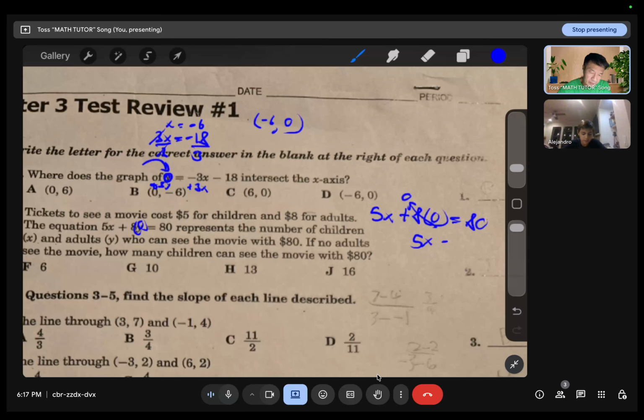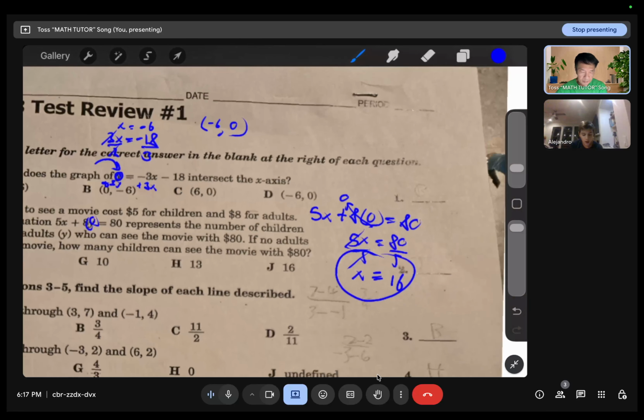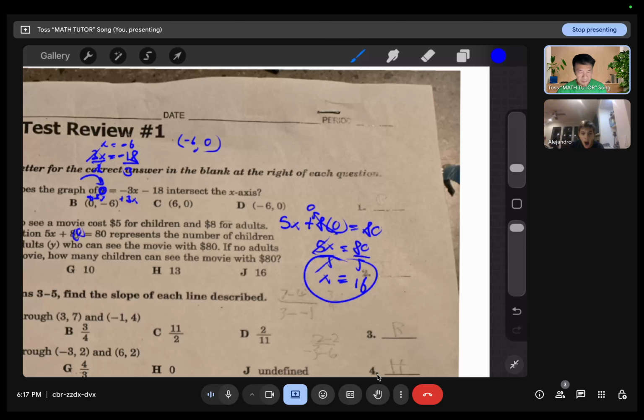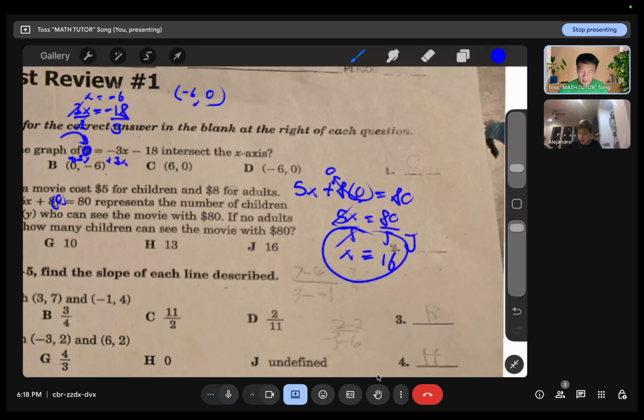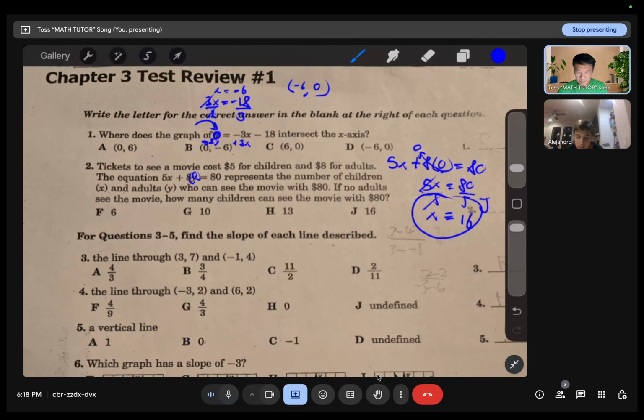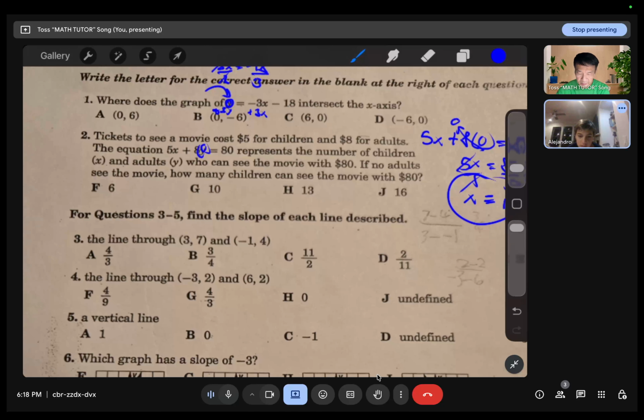Therefore, 5x equals 80. Then divide both sides by 5. x equals, what is that? 5 can go into 8 one time, and then the 3 16 times, right? See? Okay, so J is your answer. Good job. Right on. I see your J right there. Very good. 3. Find the line through these 2 points.